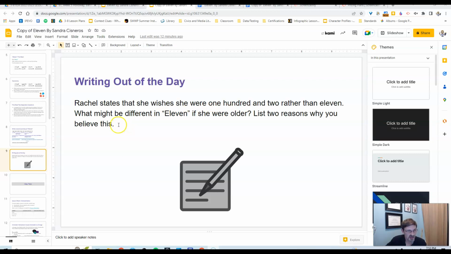So if this story was somebody that was older, maybe 20, 30, the prompt doesn't say anything specific. What do you think might be different in the story? And then give 2 reasons why you believe this. Take a moment, share it with your classmates, have a little conversation about it, and that will conclude this lesson.